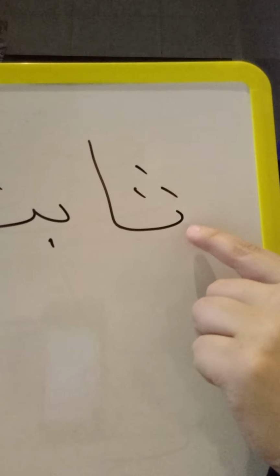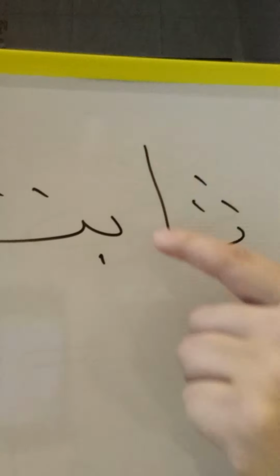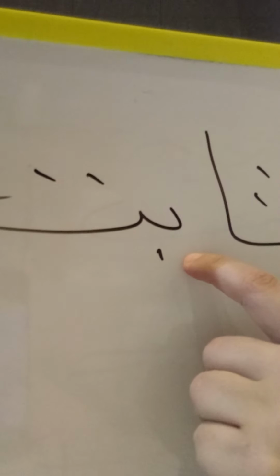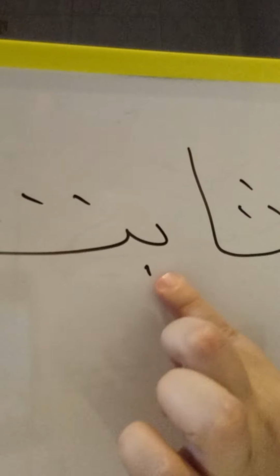Okay. How to read this? Th, tha, thab, thabit. Alif here is the only letter that has a problem touching the letter that comes after. Thabit.